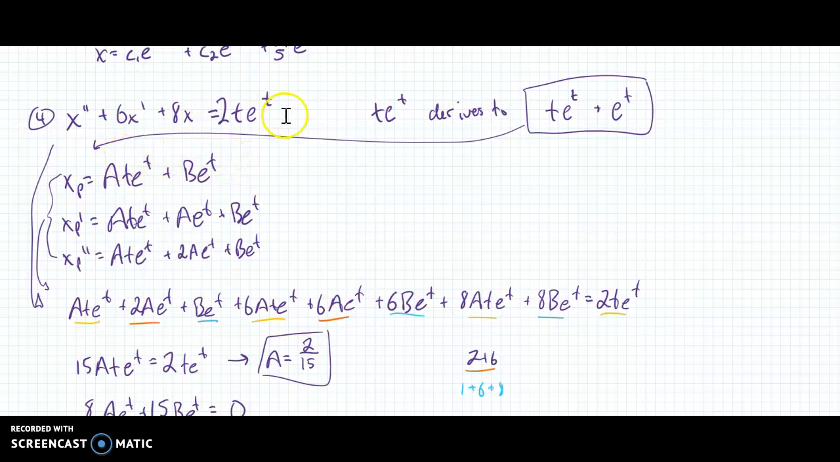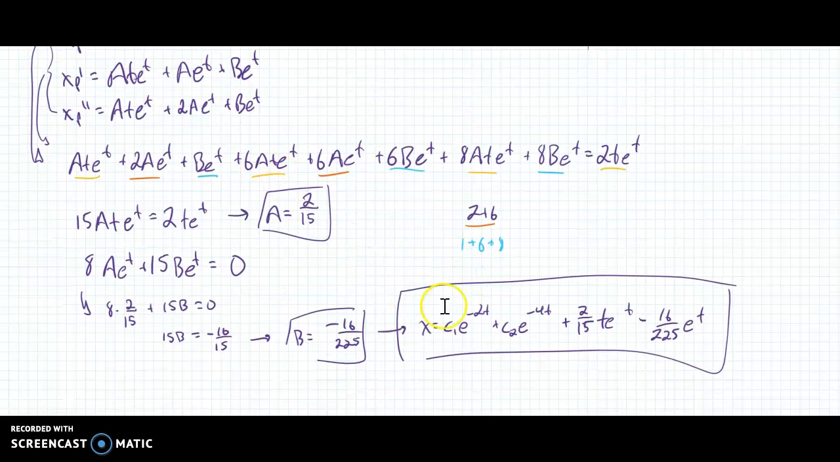All right, if I just look at the t e to the 2t, it derives to this. And then, look, this is a repeat of that term. And then the other piece that it derives to is e to the t, which will just continually repeat to itself. So the two pieces that I need to worry about in my xp are those guys. So I get an a times the first one plus a b times the second one.